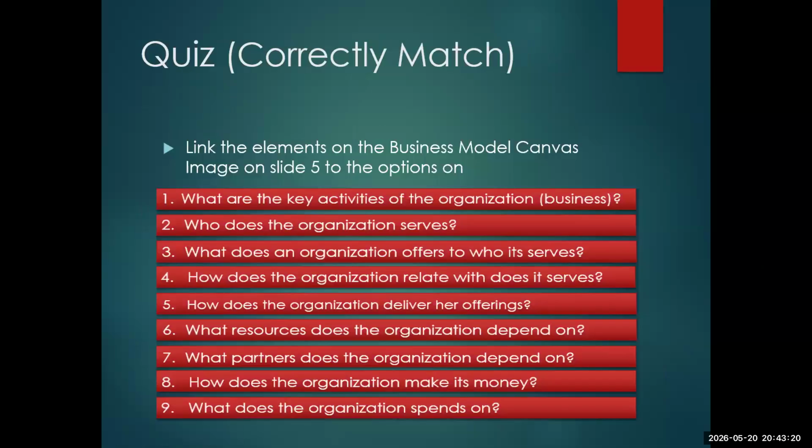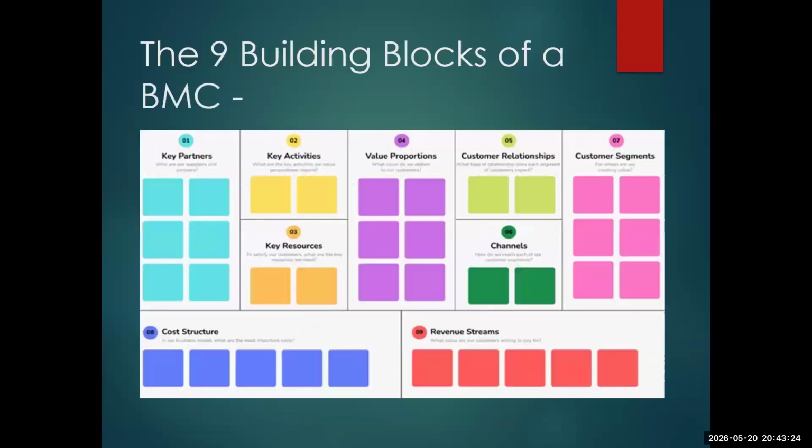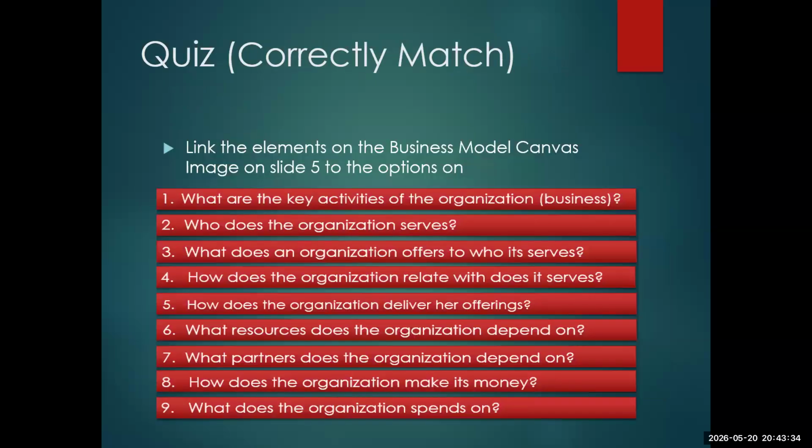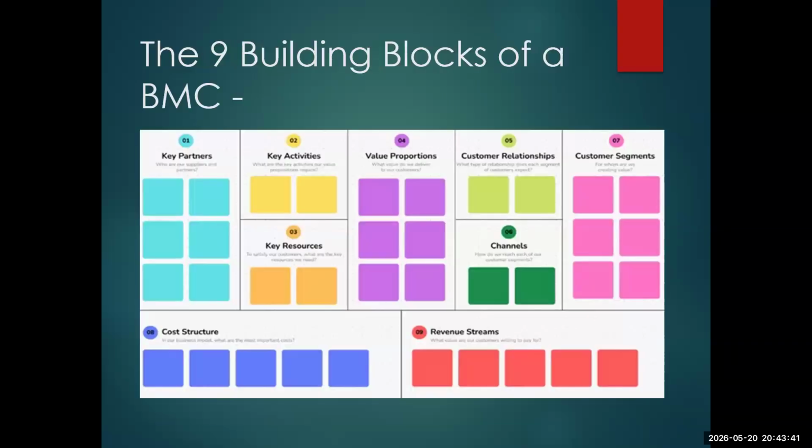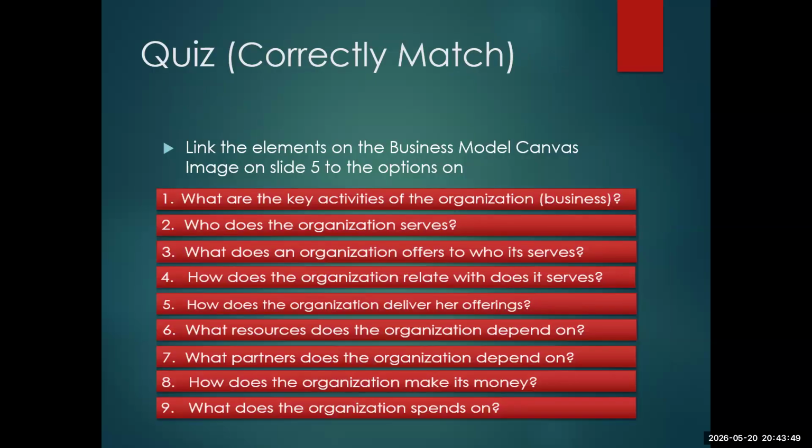Fantastic. I like that. Question 2, it says, who does the organization serve? So again, I'll take you back to the element. Who does the organization serve? Customer segment. Fantastic. Number 7, fantastic. Number 3, what does an organization offer to who it serves? What number does that fall under? Number 4. Value. 4. Fantastic, guys.